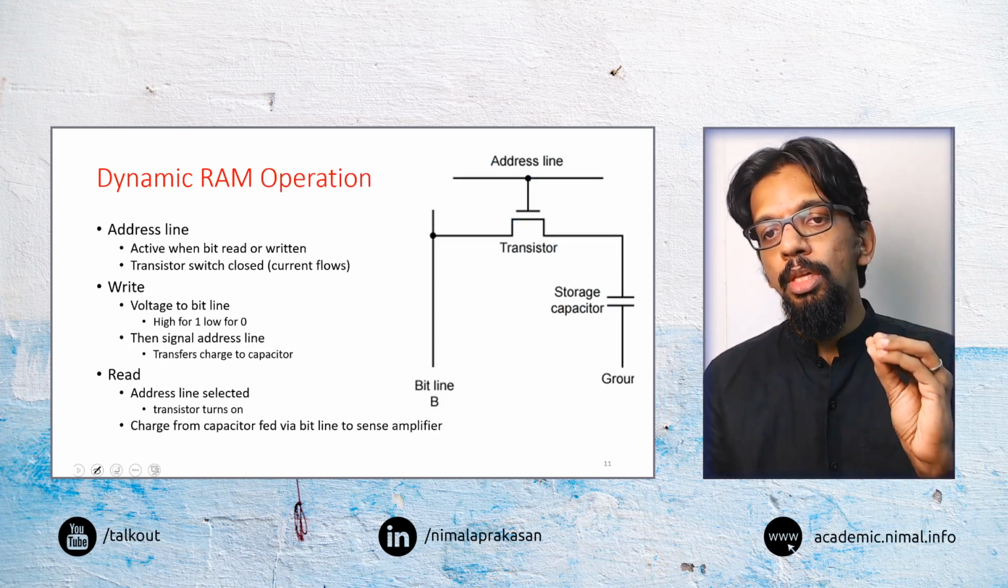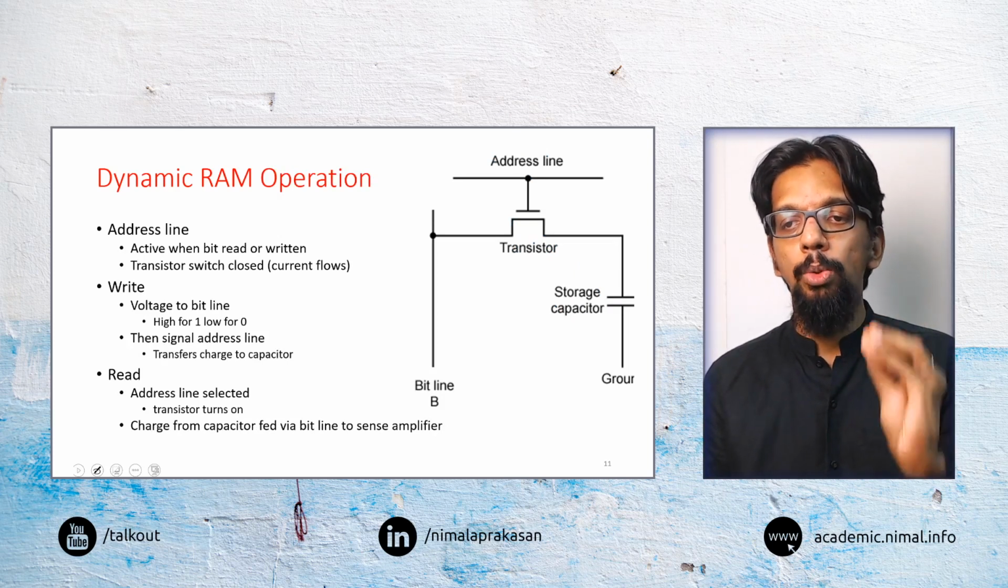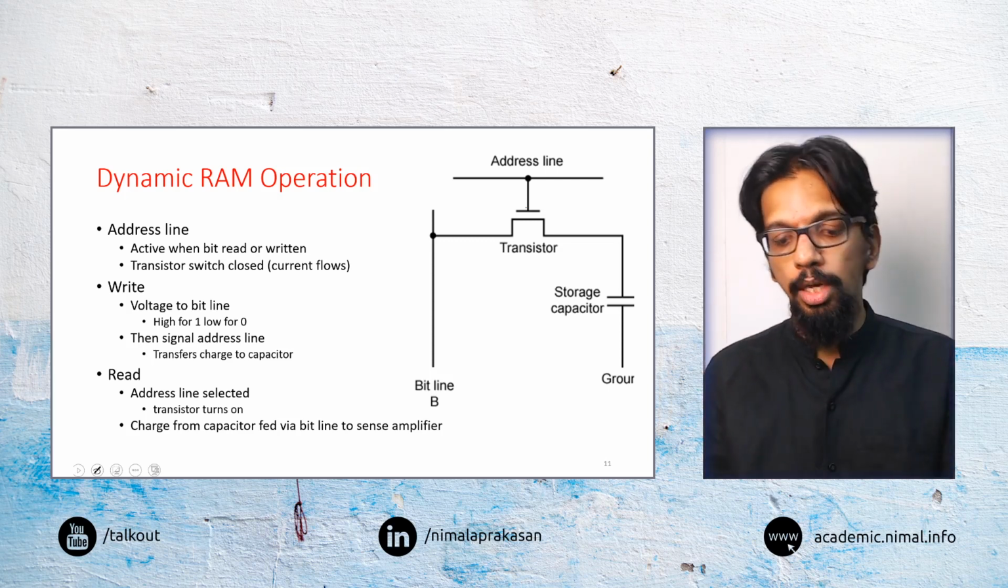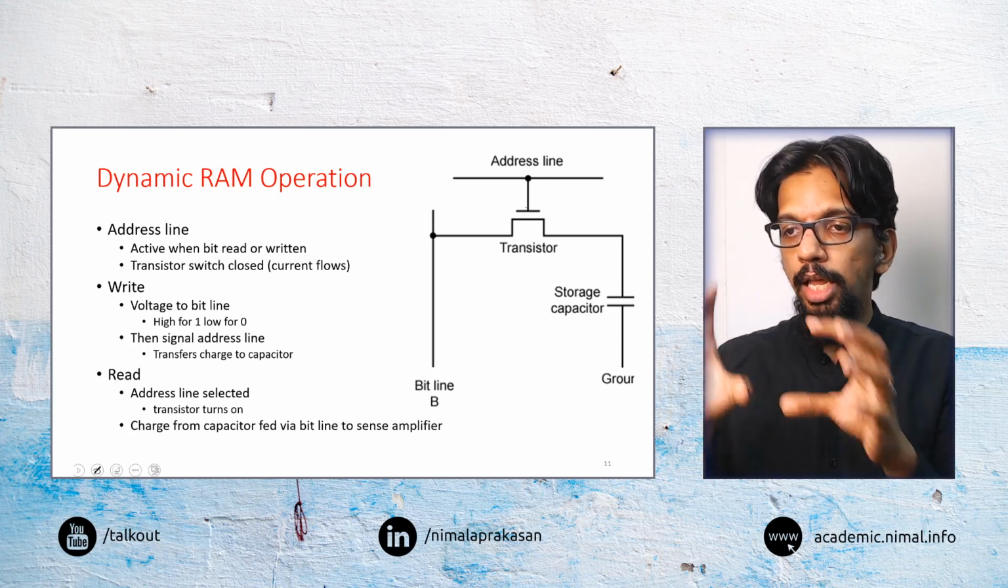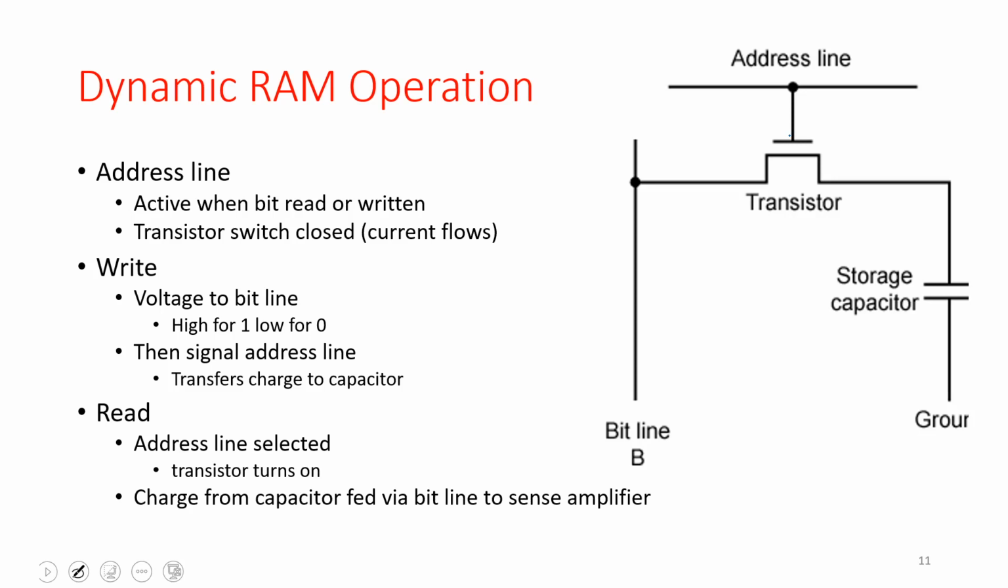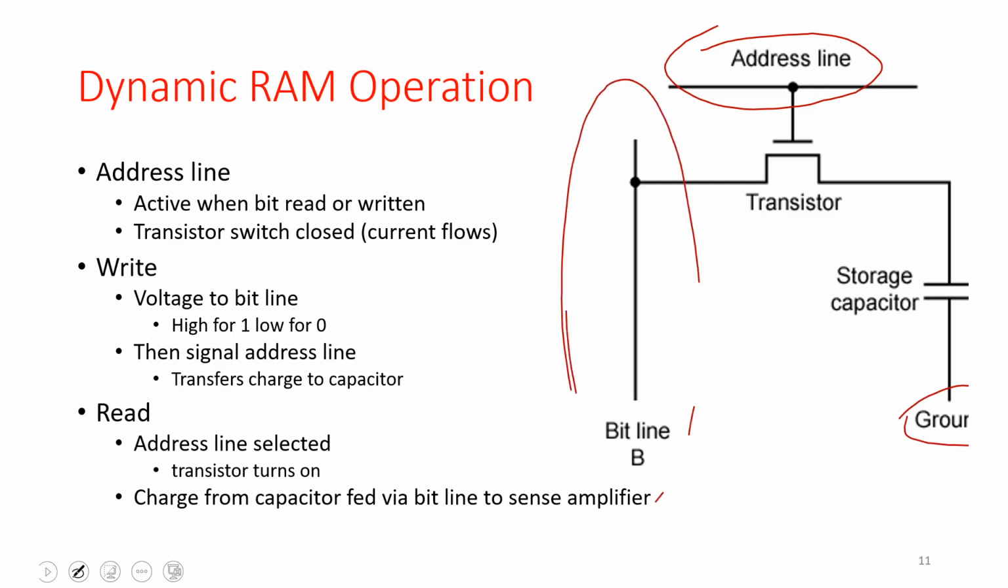So if we think about dynamic RAMs and how they operate and how read and write would work in a dynamic RAM, we can understand it through this particular diagram. What we have in this diagram is an address line. The address line is going to specify at what location things need to be read or written. There's a common ground here, and this bit line is the one that is going to specify the actual data that needs to be written.